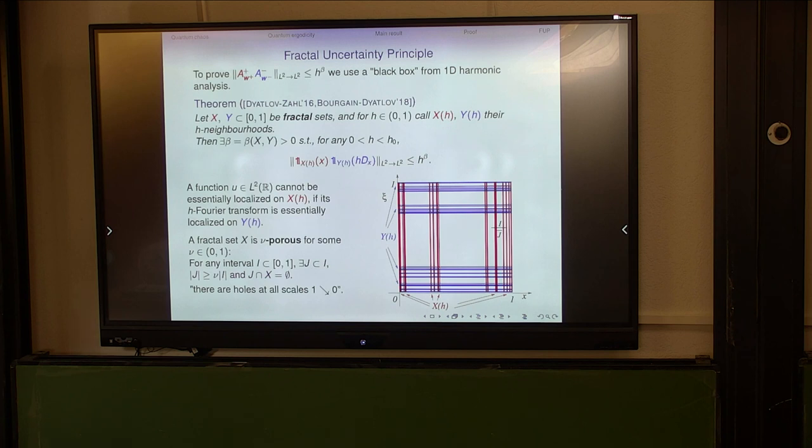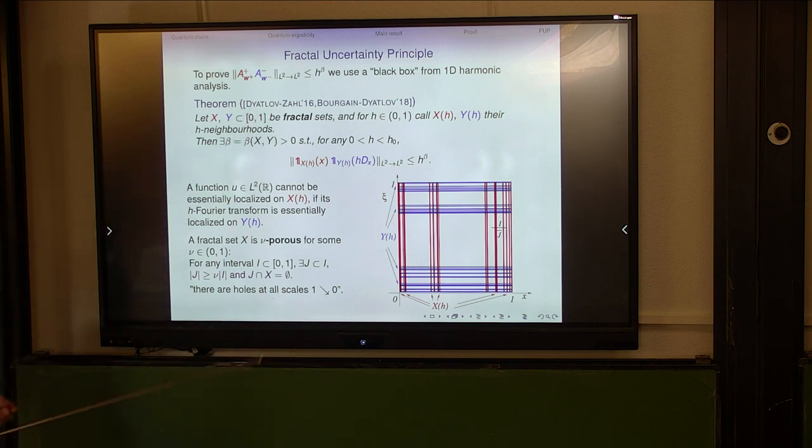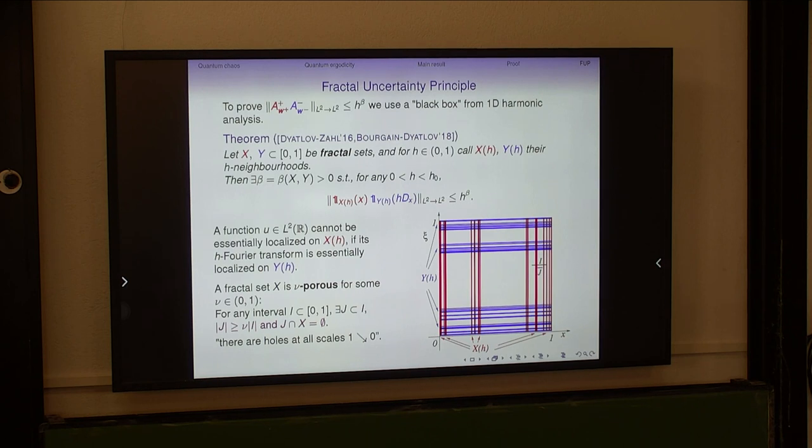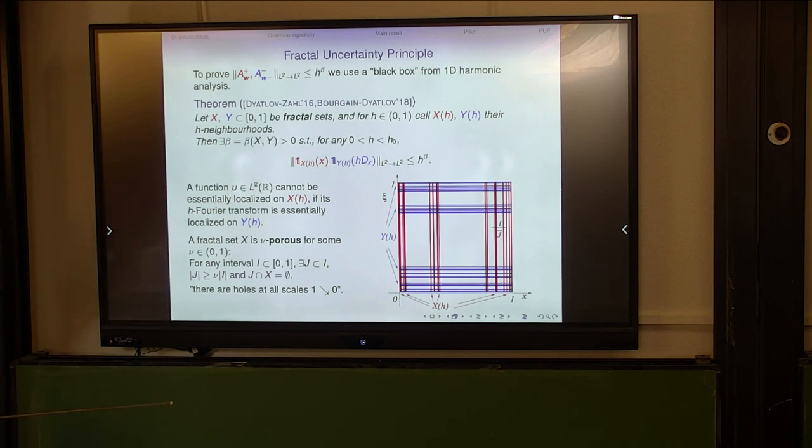All right, so the main ingredient, the new ingredient in this proof, is the so-called fractal uncertainty principle, which I will use as a black box result in one-dimensional harmonic analysis. The statement is about an uncertainty principle. It tells you that if a function is localized in some part of the unit interval, and you take the semi-classical Fourier transform, the h-Fourier transform, then the Fourier transform cannot be simultaneously localized in also a small region.